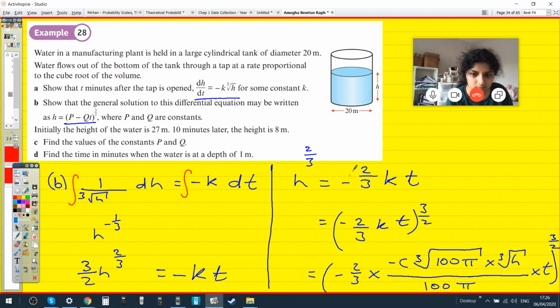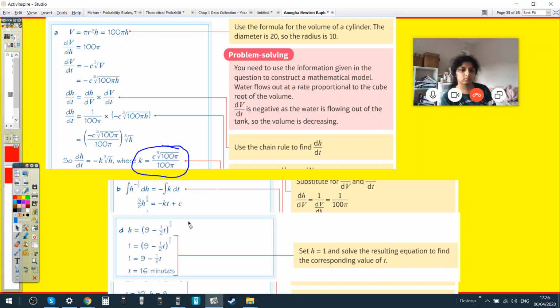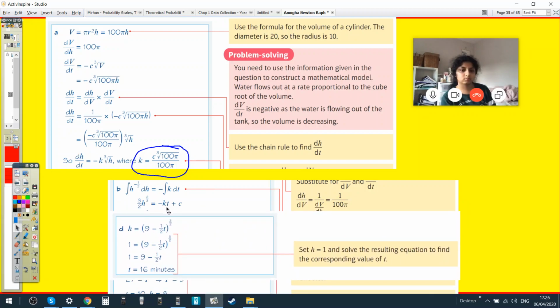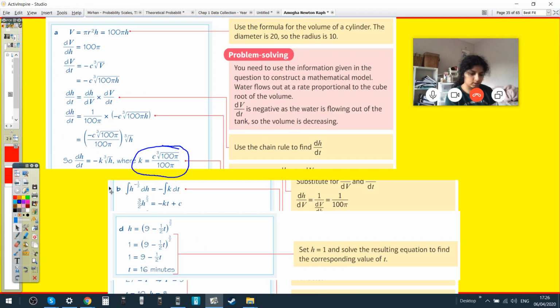These are multiplied, are they not? Minus 2/3 times k times t. So I'm not seeing... Let's see what they wanted. 3/2 minus kt. There was a plus c. So it's the plus c bit. That's why. Okay, so you just stick in a plus c.